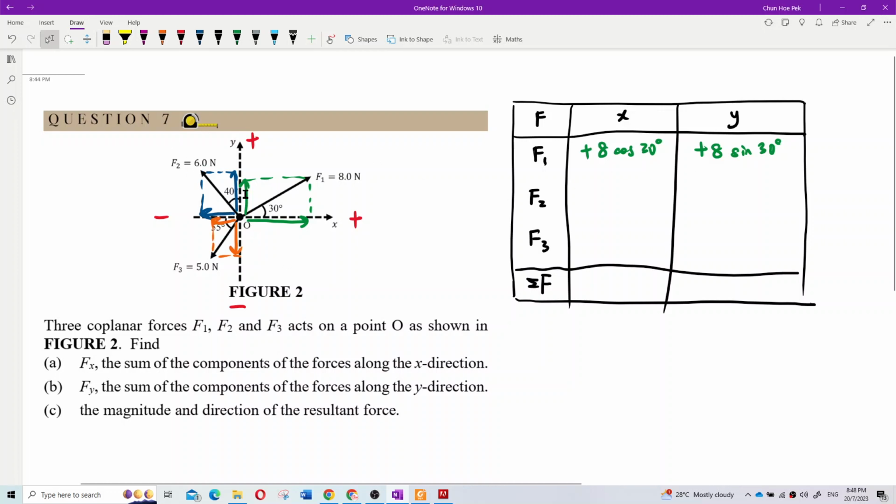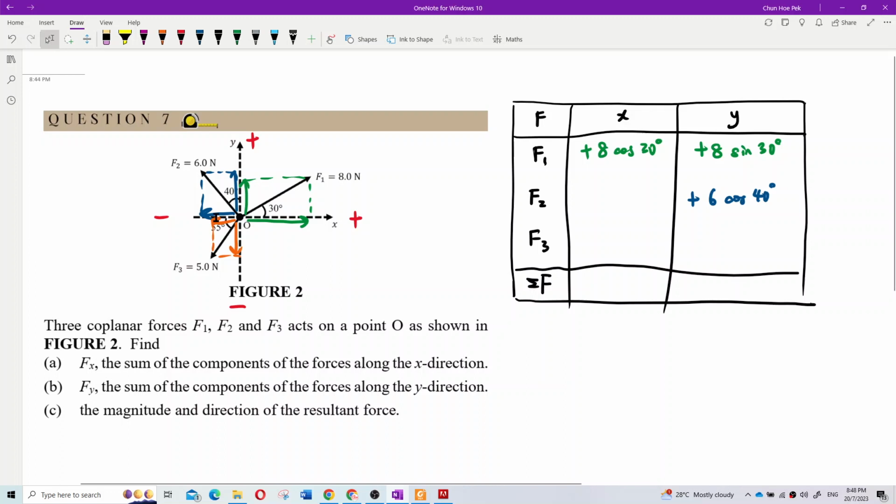For F2, the angle is with the y component. So the y component is adjacent. It's going up, so it's positive. Let us do the y component first. It is 6 Newton, so 6, because the y component is adjacent to the angle. So it's cosine 40. Okay?